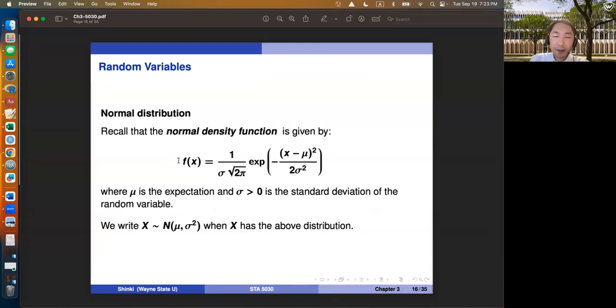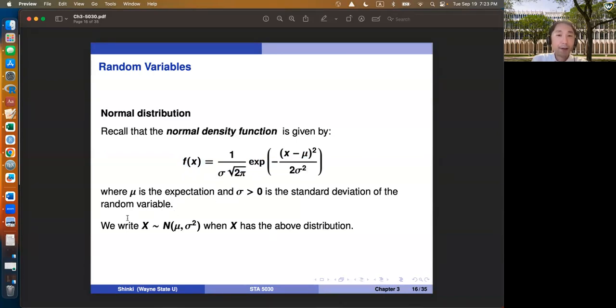I think we don't use this many times, but this is the exact definition of the normal density function. That is 1 over sigma times the square root of 2 pi times the exponential of -(x minus mu) squared over 2 sigma squared. The previous page showed the standard normal random variable, that is this function with mu equal to 0 and sigma equal to 1. So the population mean is 0 and the population standard deviation is 1.